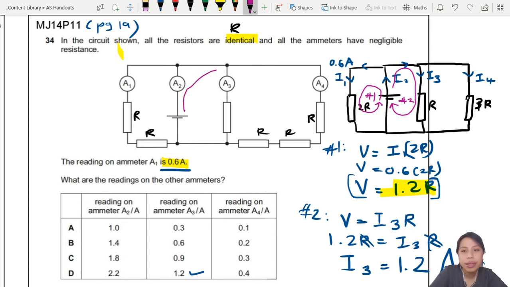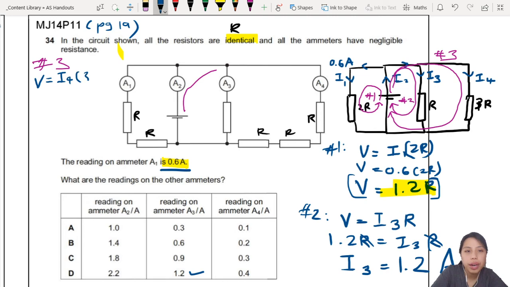Next one. You draw a loop. Oh, wait. I need to draw here. Loop from the battery up. This is loop number 3. Number 3, no more space, so I write on the left side. Again, you have battery up, V equals to I4 times 3R.